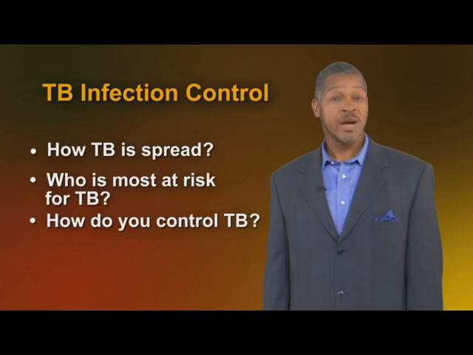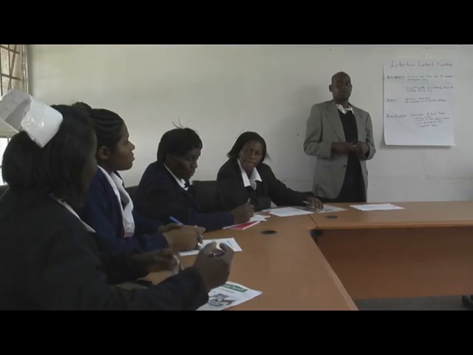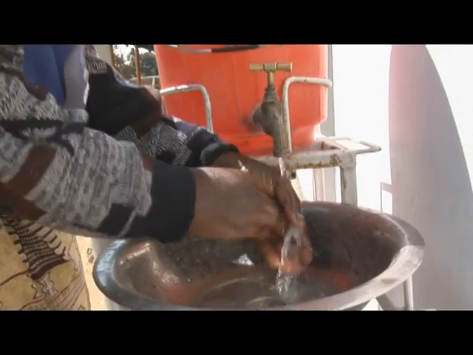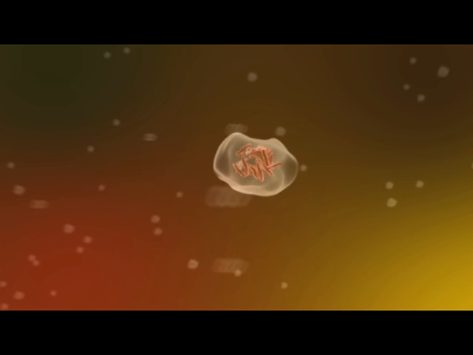We'll give you practical ideas on how to make simple changes in your clinic setup and in your practices that can have a large impact on your health and the health of your patients. TB is usually spread when an infected person coughs and produces small droplets which contain TB bacilli. The droplets remain suspended in the air for hours. When someone breathes in these droplets, he or she can become infected with TB.